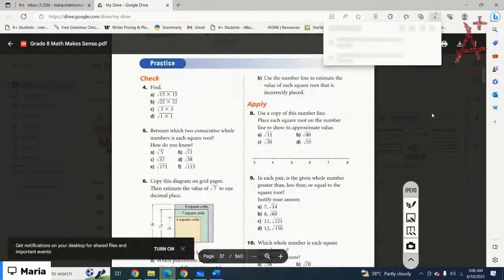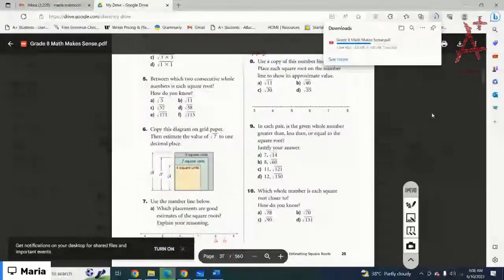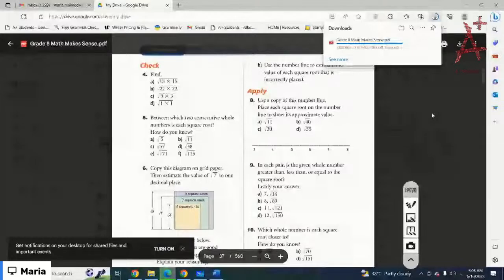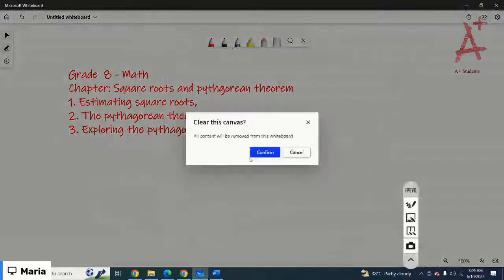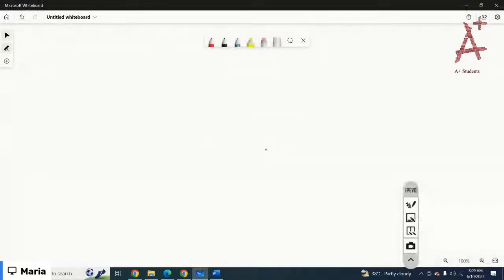Okay, let's start with the practice questions. We'll start with question number 4. You have to find square root of 15 times 15. You can write it as 15 squared. And we know that squaring and square root cancel out each other, so you are left with just 15. That means square root of 15 times 15 equals 15.